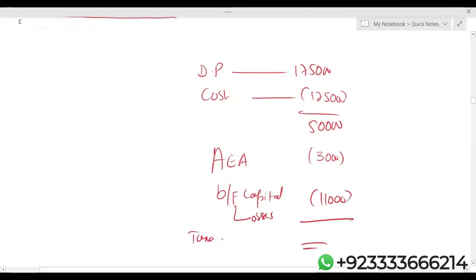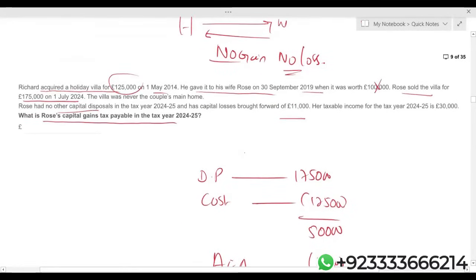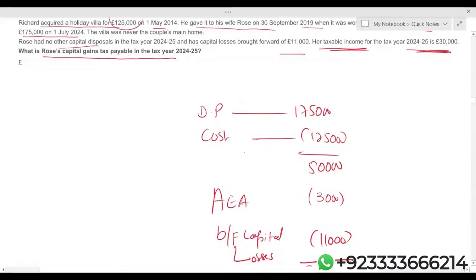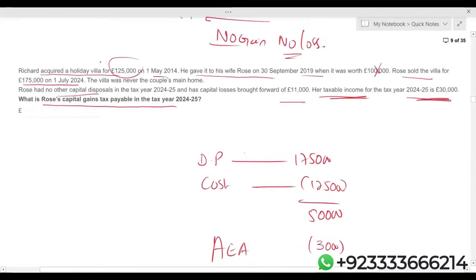Here comes the taxable gain. 50,000 minus 3,000 minus 11. I'm getting 36,000. Okay. But this is not the answer. We need to calculate Rose's capital gain tax payable. Her taxable income for the tax year 24-25 is 30,000. We know that dividend income is taxed, and capital gain is actually taxed at the end of all other sources of income. And we are selling a holiday villa.